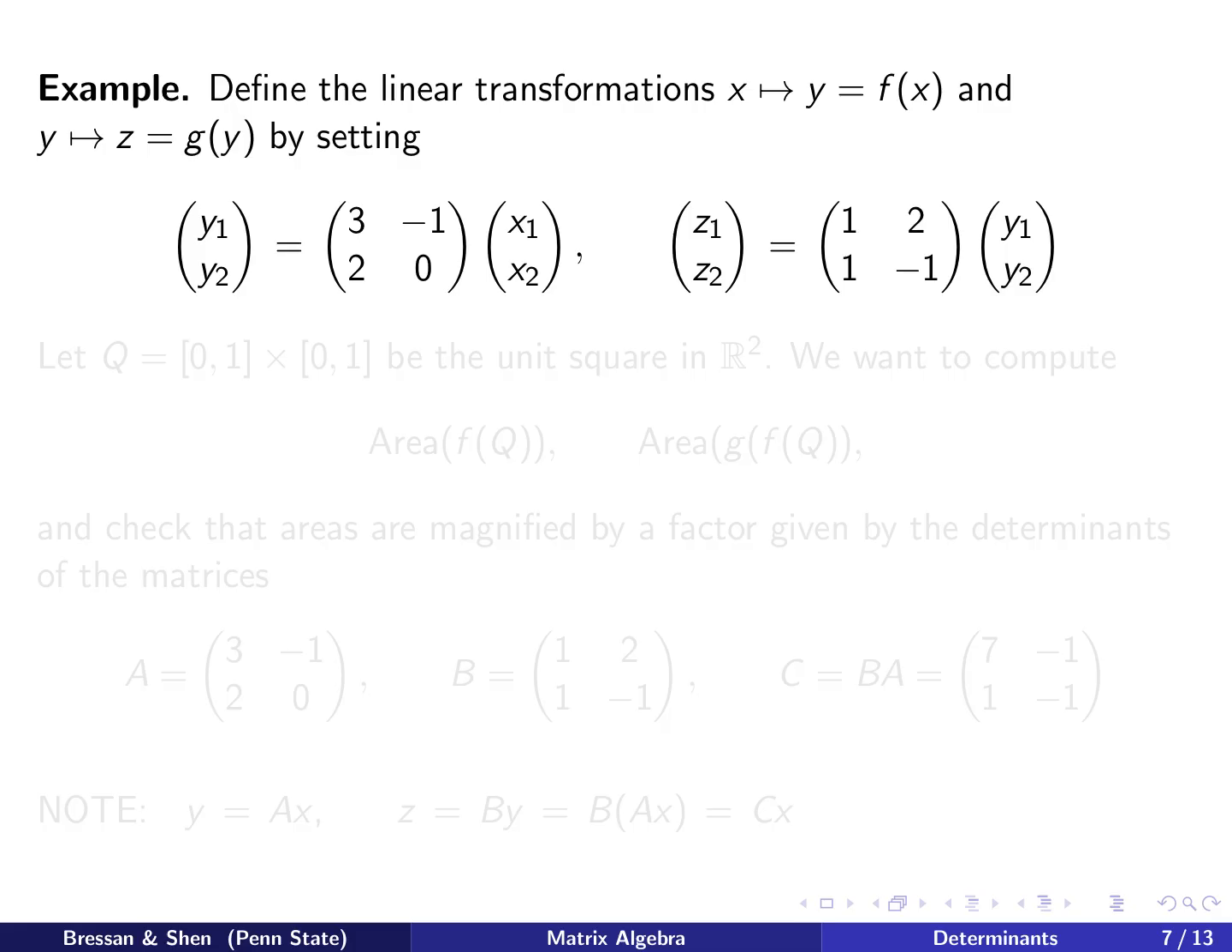Okay, we can consider an example. Let's say we have the transformation F, which is associated with this matrix here. So Y will be this matrix times X. And then the transformation G of Y is this one. You have a matrix, and Z will be this matrix times Y.